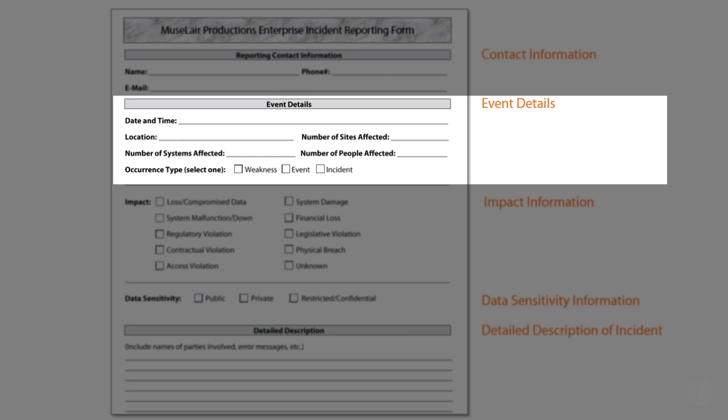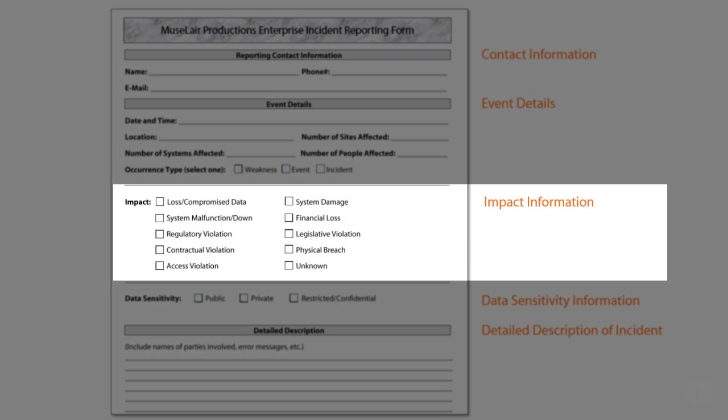The event details section gives you some specifics about the actual event that occurred, what day and time it occurred, what location it was recorded and reported in, what number of sites might be affected, number of people that may be affected, what kind of occurrence was it? Was it a weakness, an event, an incident? These are all valuable things to know when you're dealing with incident management.